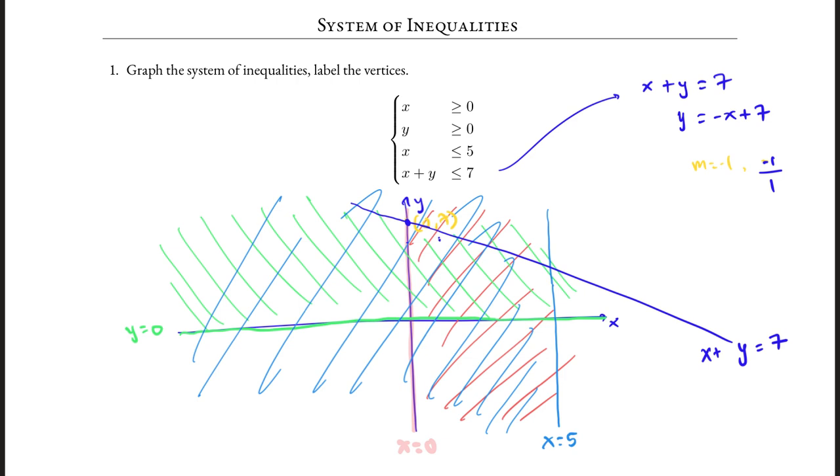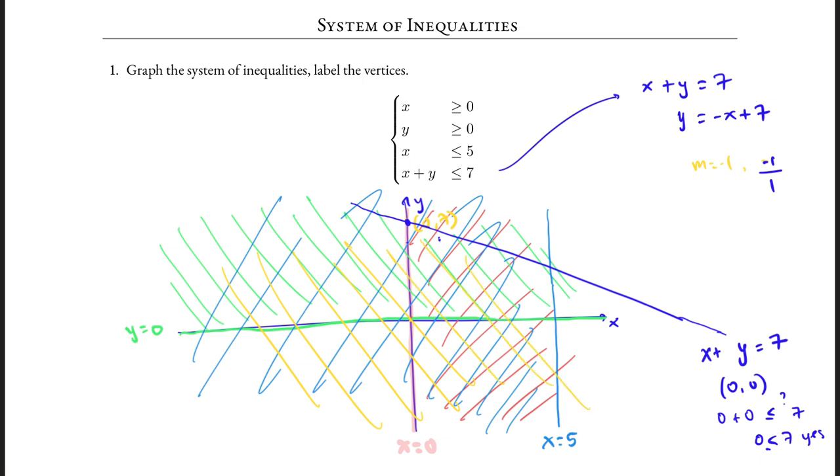This line separates the plane into two regions, and we need to determine where to shade the solution region for the last inequality. We pick any point that is not on the line, such as the point 0, 0, and we plug it into the inequality: 0 plus 0, and we want to see whether this is less than 7 or not. And it is less than 7. So the point 0, 0 is in the solution region. And since this point is below the line, we will shade everything below this line x plus y equals 7.